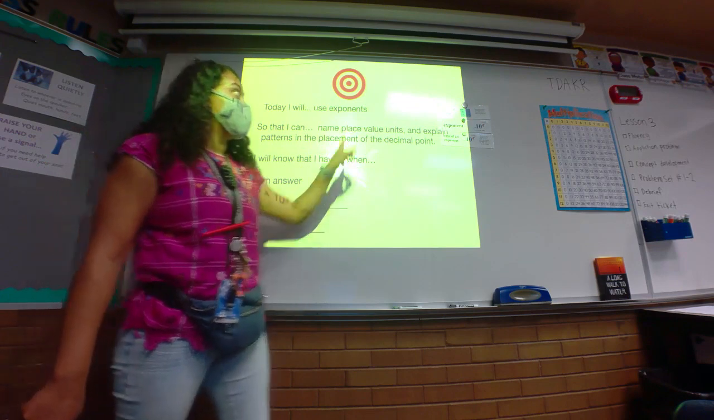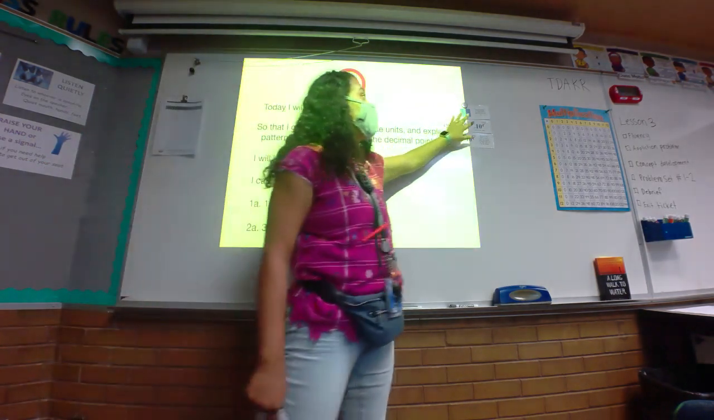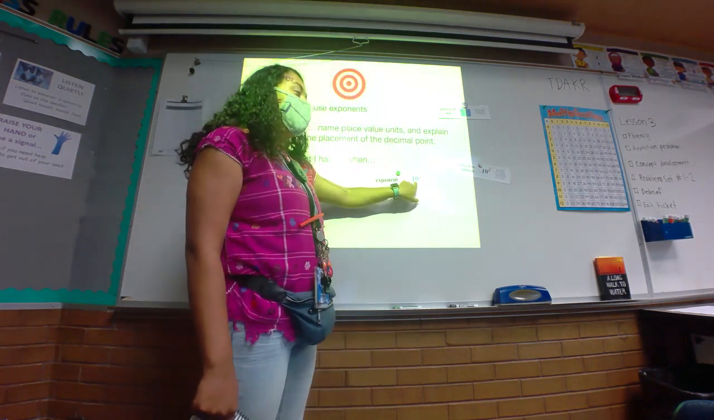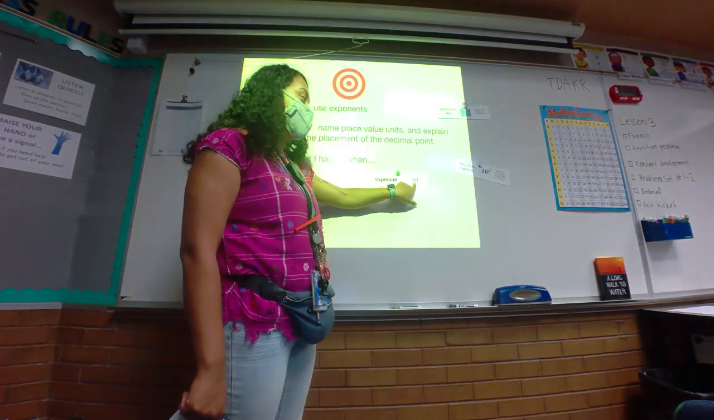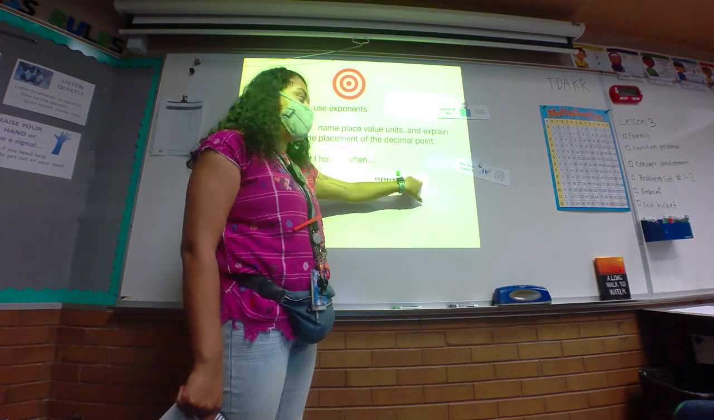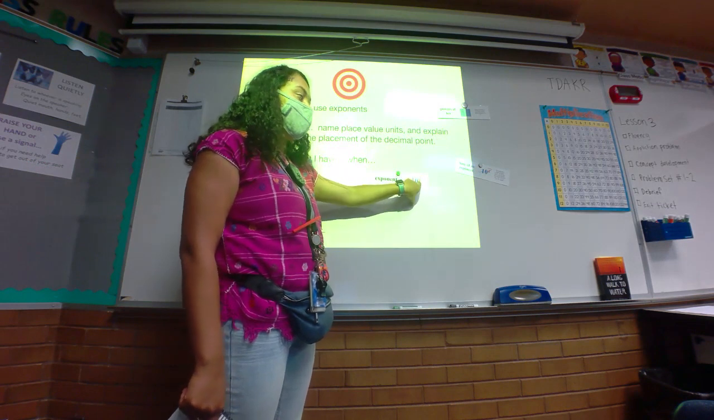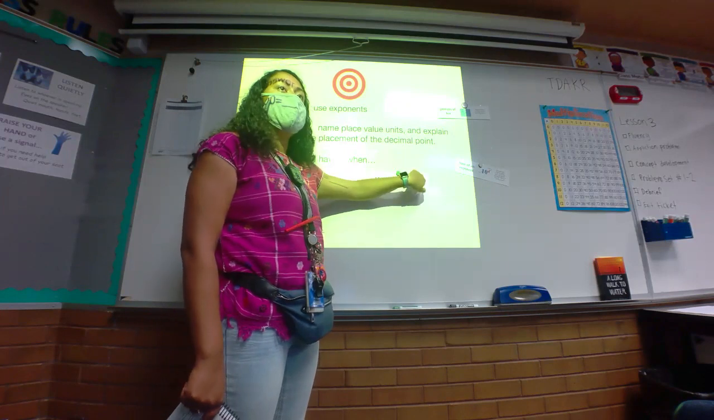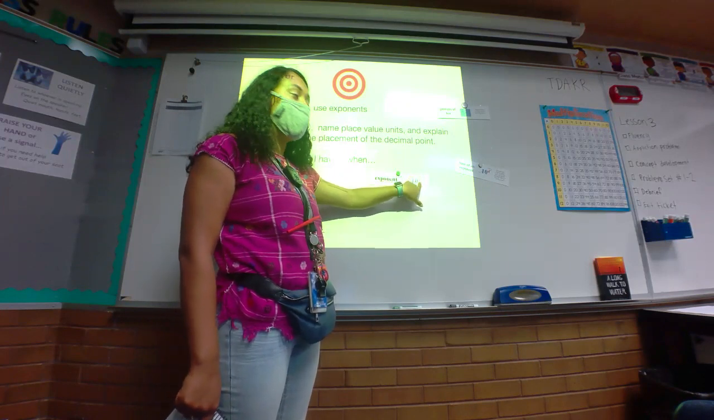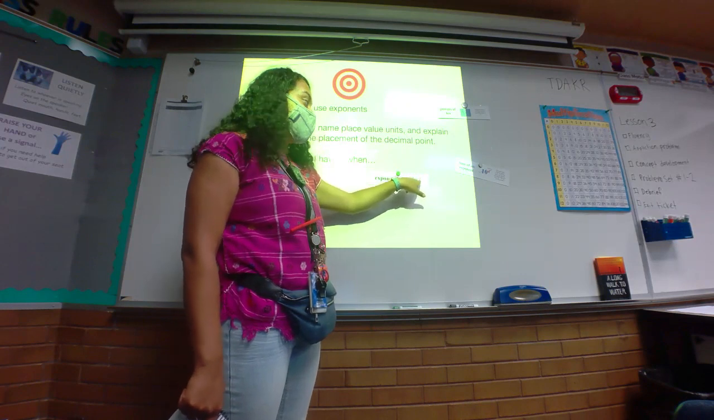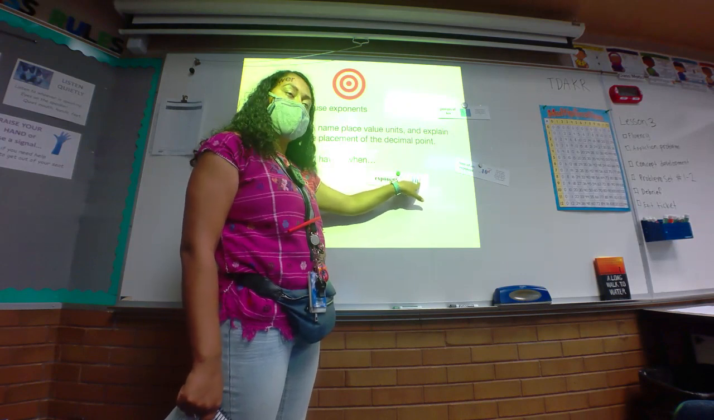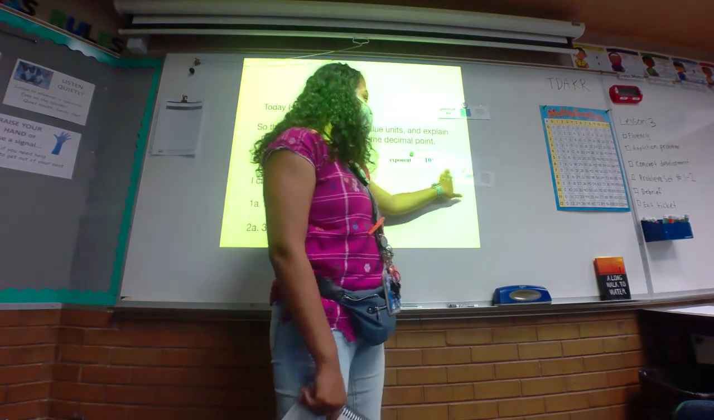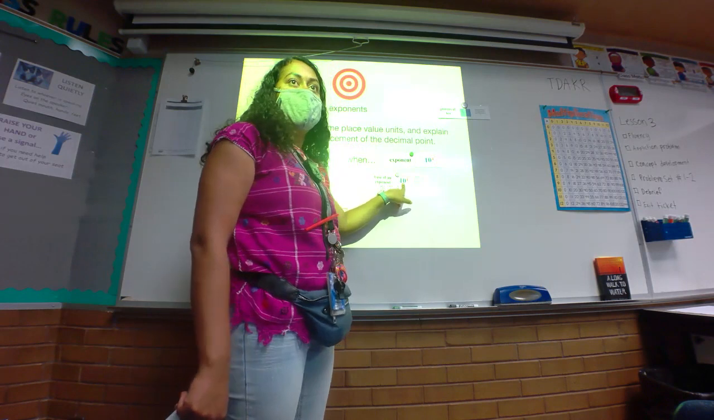Okay, so first let's talk about this word, exponents. This is an exponent, okay? When there's a number, that's the base. And then when there's the number on the corner, on the top right, that is an exponent. So it can be any number. It can be 5, it can be 4, it can be 12, it can be 100. As long as it looks like that, it is called an exponent, okay? So this is the base of the exponent.